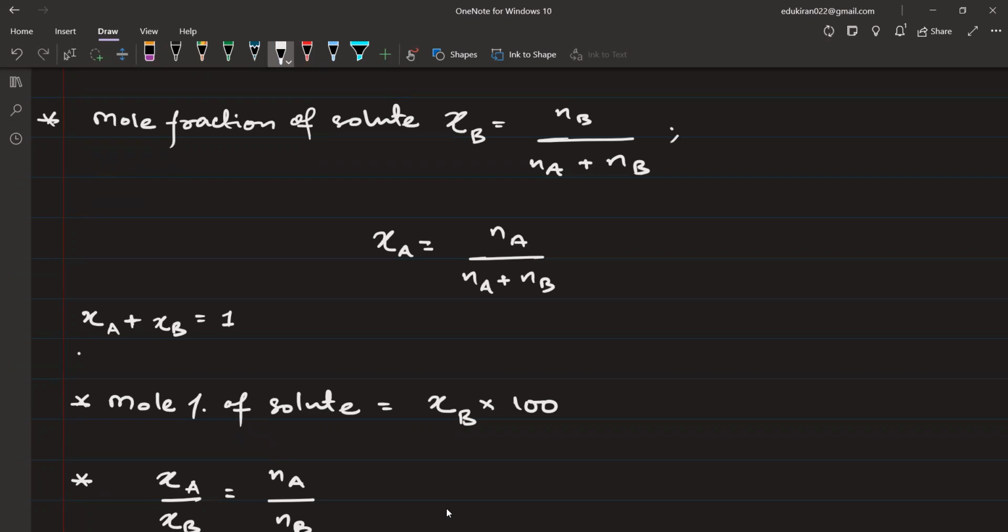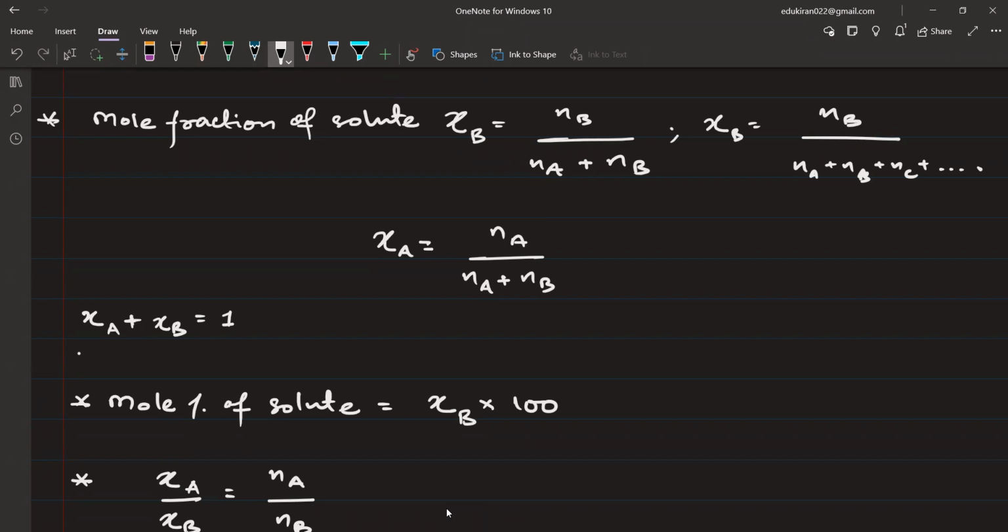For example, if you have many components, then chi B will be equal to number of moles of B divided by the number of moles of A plus number of moles of B plus number of moles of C plus number of moles of D, and so on. Okay. So if you have only 2 components, then this formula is applicable. If you have more than 2 components, then you have to write number of moles upon the total number of moles present in the solution.